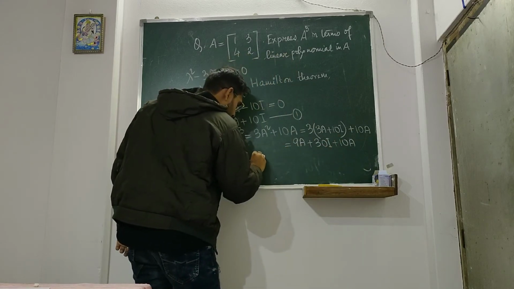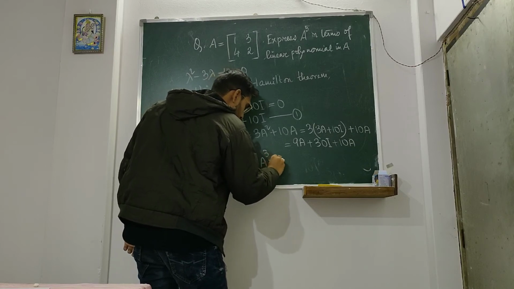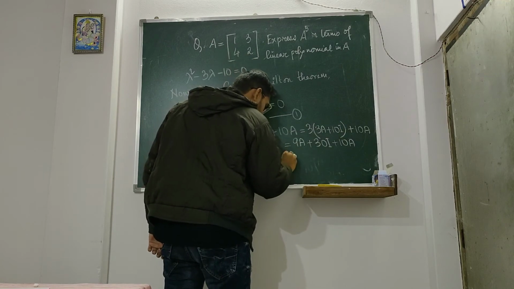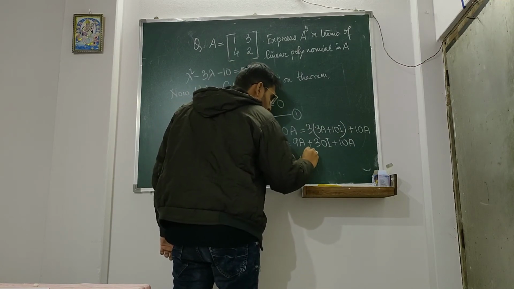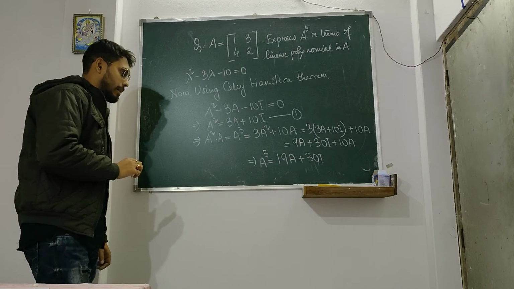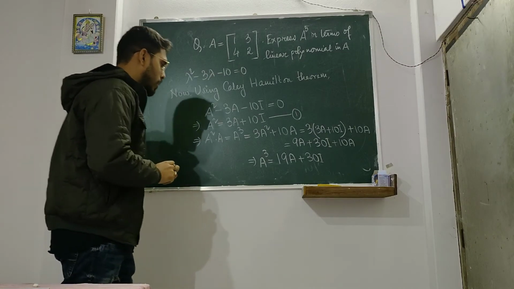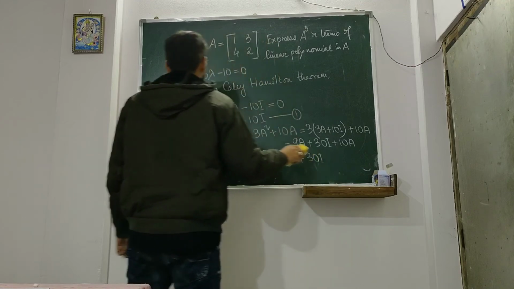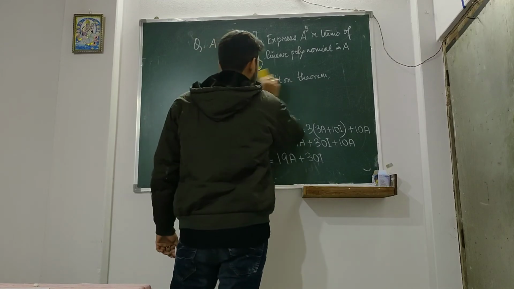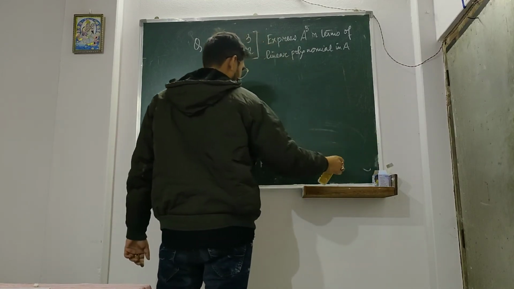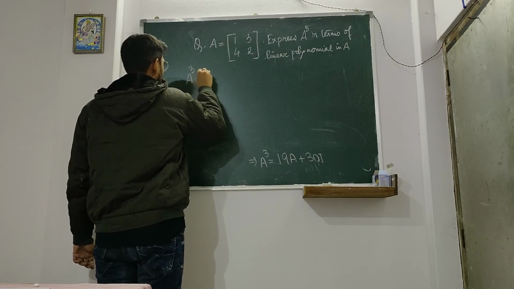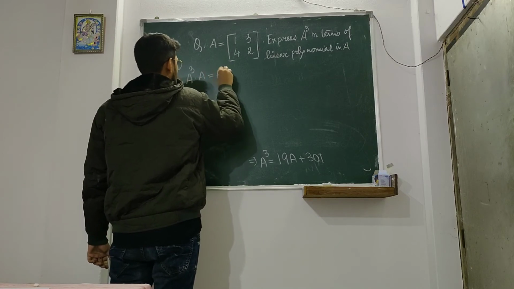So your final value of a cube in terms of a shall be 9a plus 10a, which is 19a, plus 30I. Okay, so that is the value of a cube. Now let us go to the next value, which is to find the value of a4 in terms of a, and like this we are going to find the a5 also. So now we are going to find a cube into a, which is nothing but a4.